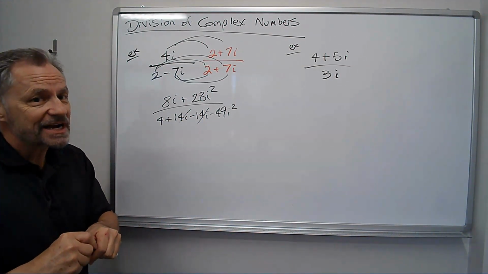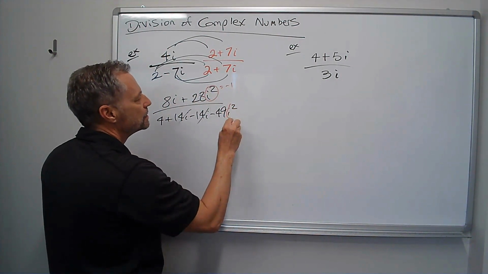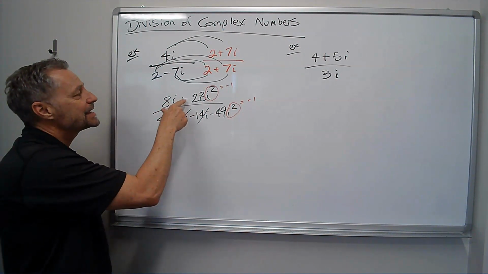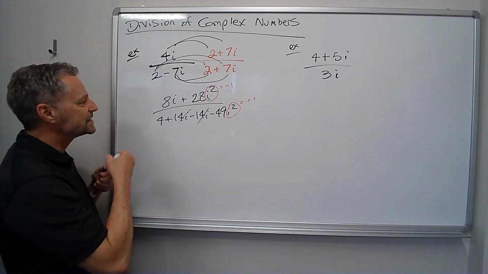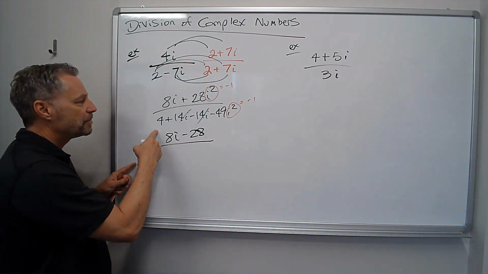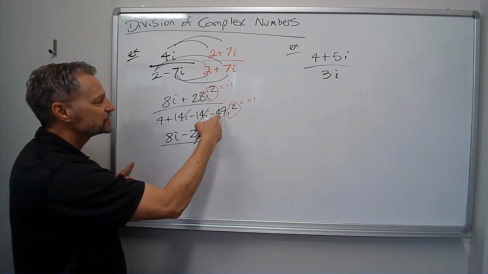Remember, we can't leave i squared. i squared is always negative 1. So this turns into 8i minus 28. 28 times negative 1. So 8i minus 28. And the bottom, I get 4 plus the negative times the negative 1 cancels, plus 49.